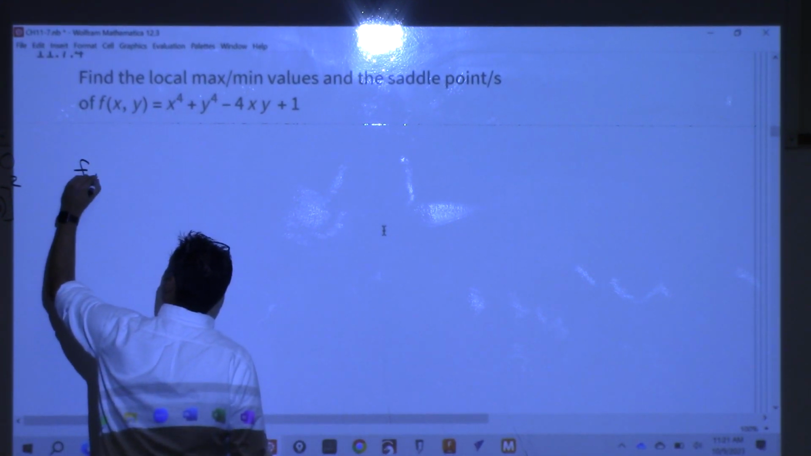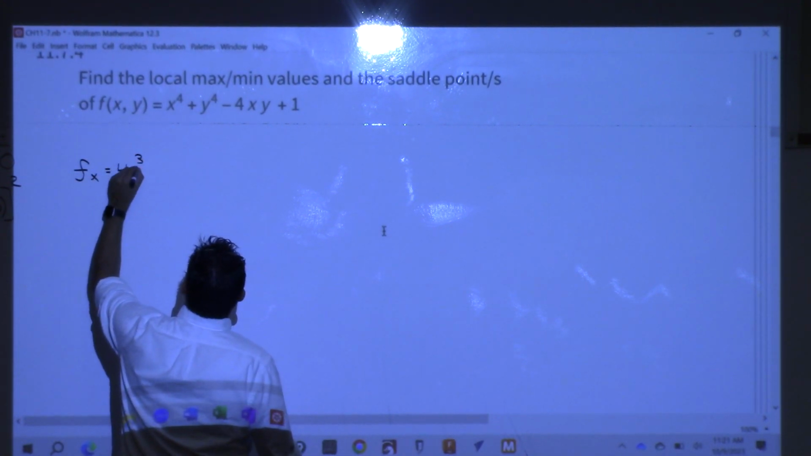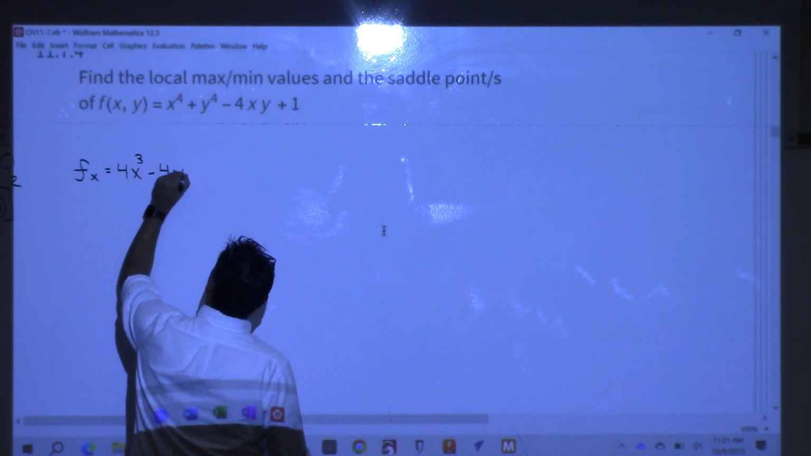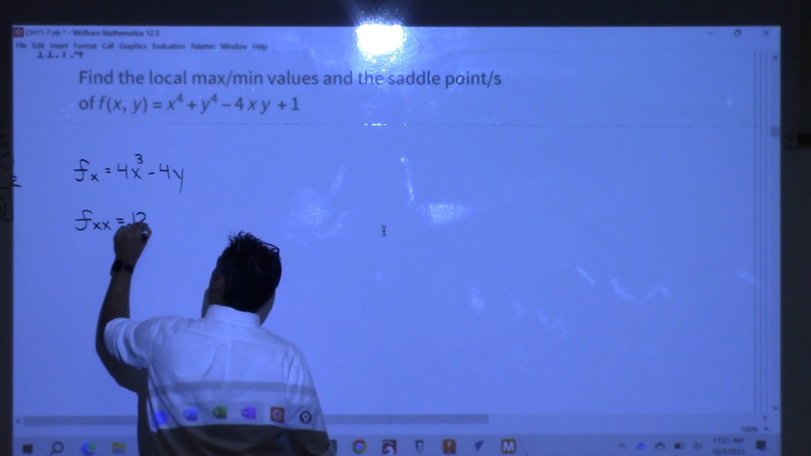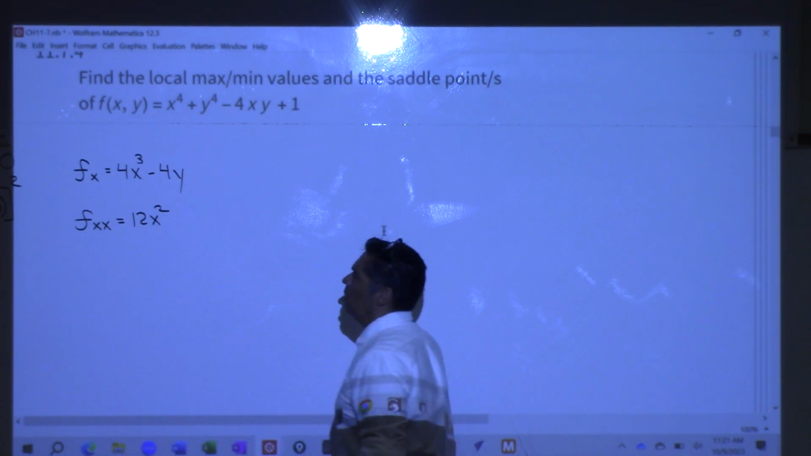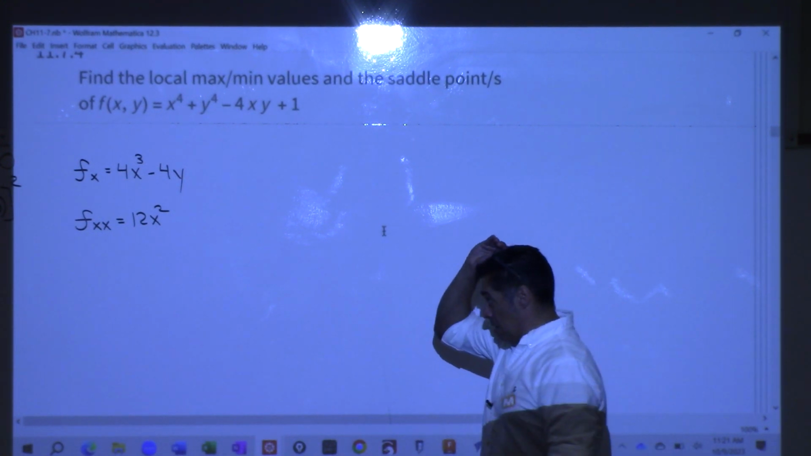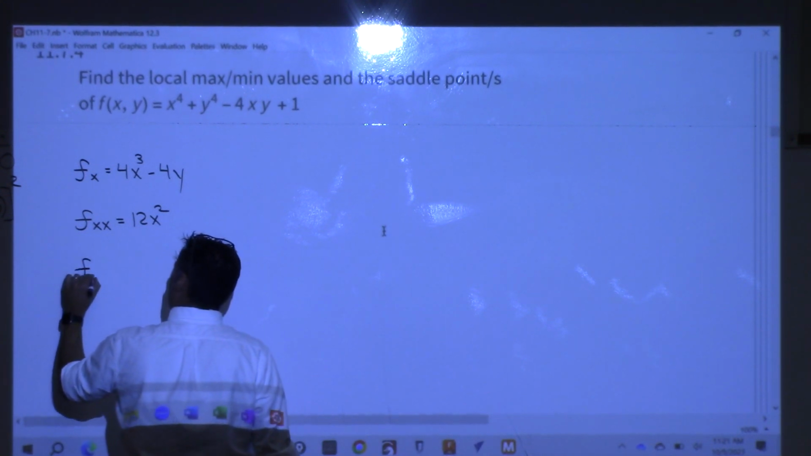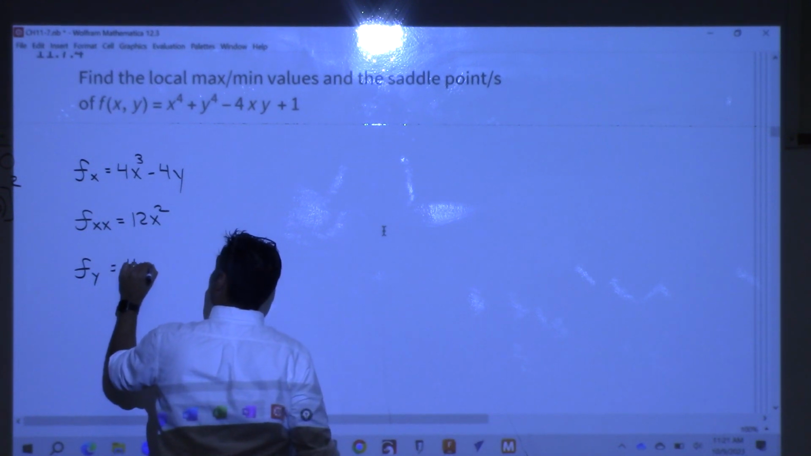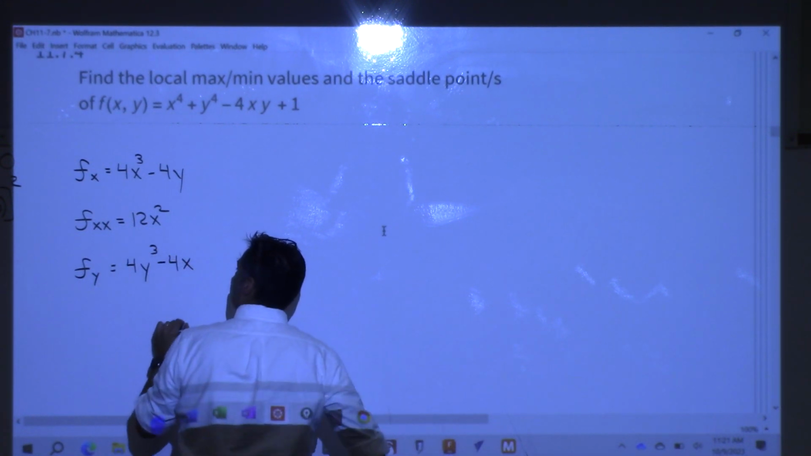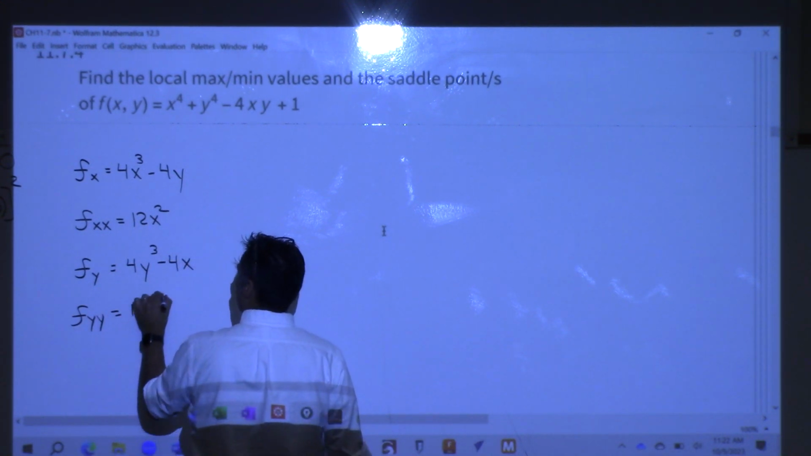What's partial with respect to x? 4x cubed minus 4y. Okay, let's do the partial with respect to x again. 12x squared. Do you all agree with that? All right, we're going to need the partial with respect to y. What's partial with respect to y? 4y cubed minus 4x. Y twice is just 12y squared.